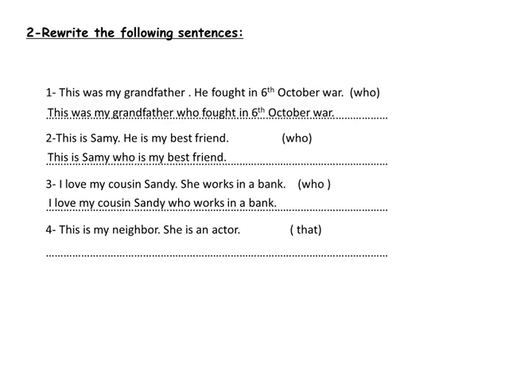Number 4, this is my neighbor. She is an actor. We use "that." That gives the same meaning. This is my neighbor. This is the first sentence. Yes, and we cross out the full stop and "she" and put "that." My neighbor, that is an actor.